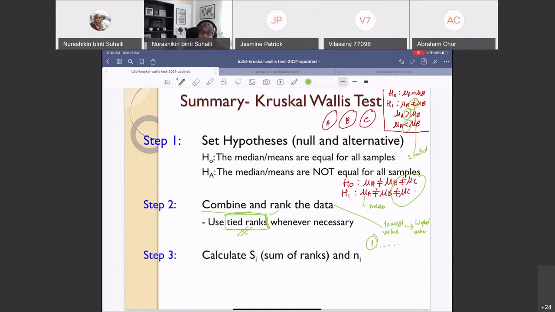And once you are done with that, I suggest please check the rank again. Like, you know, once you have finished the ranking, check again whether the ranks are correct or not, whether you have missed some of the points or not.